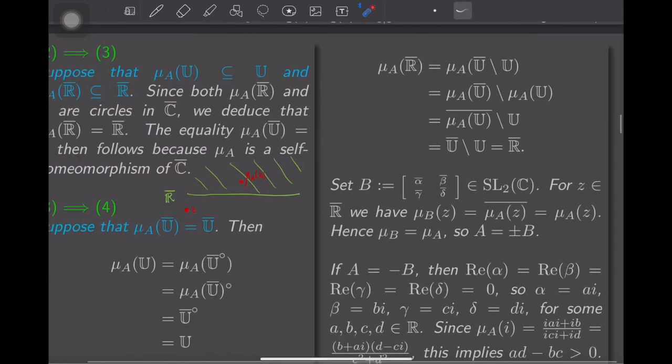Okay, so what do I realize? What I realize is that for points in R bar, their image under B is precisely their image under A. So these two Möbius transformations, mu A and mu B, coincide all along R bar. So they coincide on at least 3 points, so they are the same Möbius transformation. And since they are the same Möbius transformation and both of them have determinant 1, one is plus or minus the other at the level of matrices.